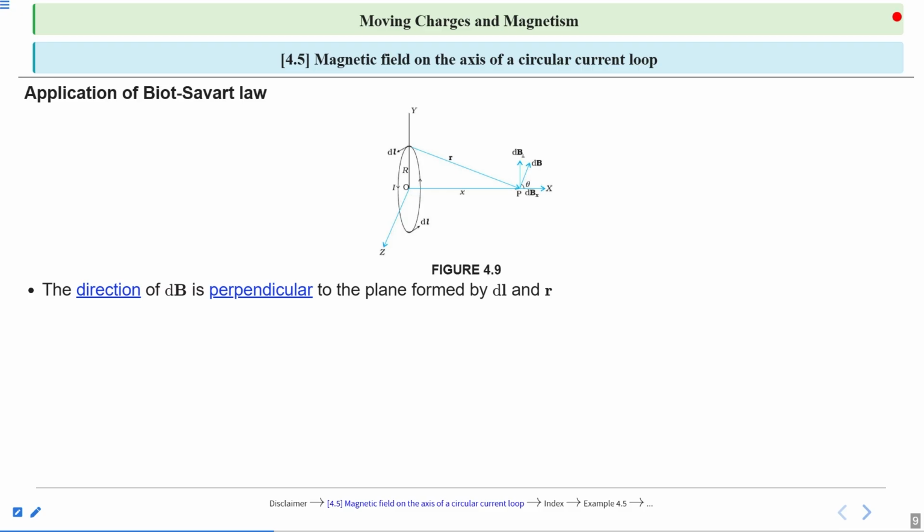Now the direction of dB. You can see in this diagram that the direction of dB is perpendicular to the plane formed by dl and r, the plane formed by dl and r.